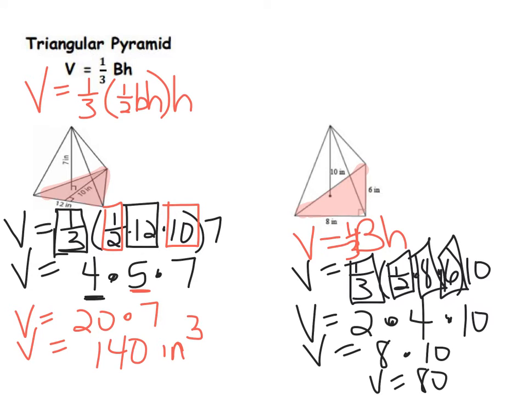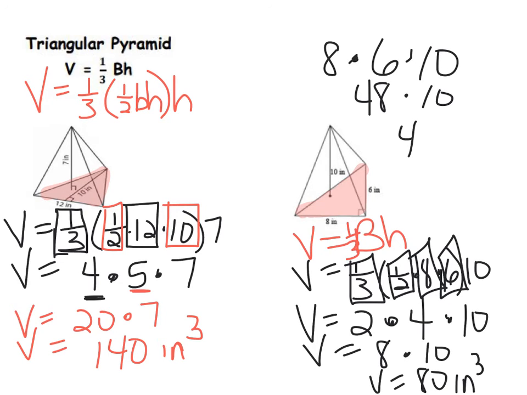So that means the volume of this pyramid is going to be 80 cubic inches. And we're done. Now, guys, remember, if you can't take 1/3 or 1/2 of it at the beginning, then what you need to do is just multiply all 3 numbers. So I could do 8 times 6 times 10. So 8 times 6 is 48. Times 10 is going to be 480.